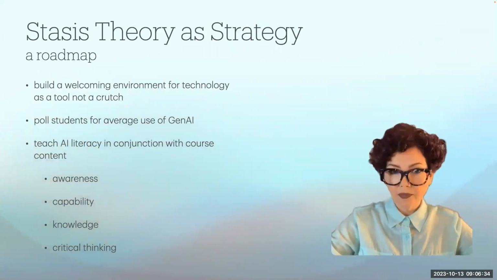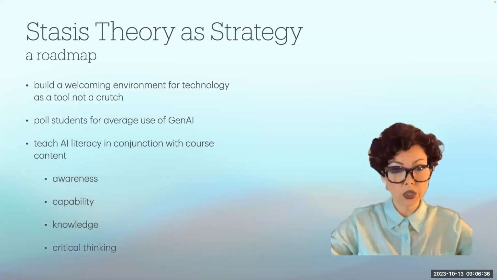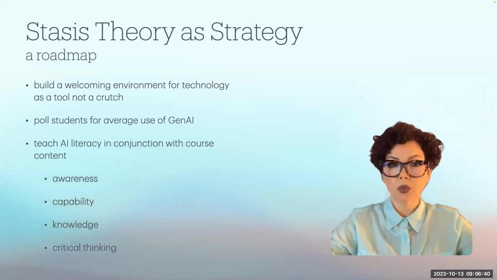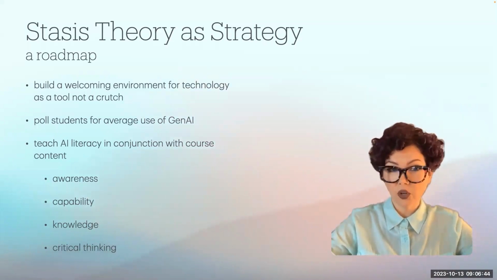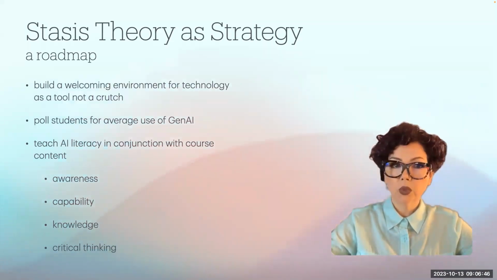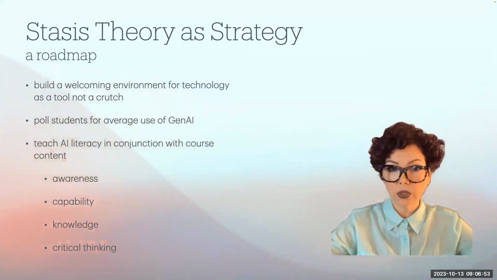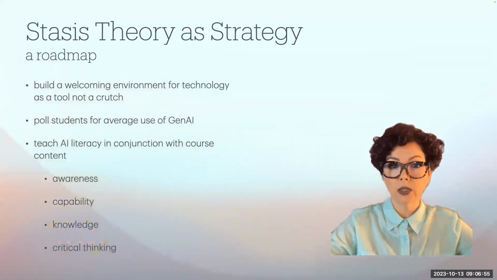So the roadmap for how I did that: this was my first go at it this semester, and I think it's working pretty well. Of course, I'd love to revisit after the semester is over and see if I want to tweak any of my strategies. The first thing I did was build a welcoming environment for technology as a tool, not a crutch, in the syllabus. I greeted my students with a very clear stance on generative AI use in the classroom.